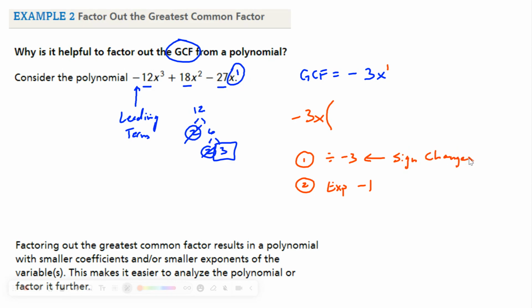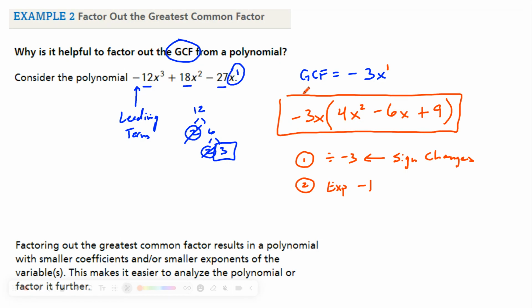Okay, so negative 12 divided by negative 3 is 4. X to the third, subtract 1 is x to the second. Positive 18 divided by negative 3 is negative 6. X to the second, take away 1 is just x to the first. Negative 27 divided by negative 3 is positive 9. X to the first, take away 1 is x to the 0. The x goes away. Your positive 9 is now a constant. And this is your simplified polynomial by pulling out the GCF. Negative 3x times 4x squared minus 6x plus 9.